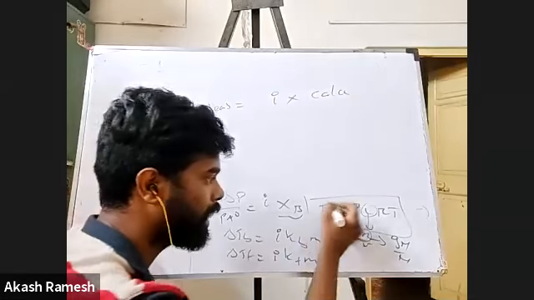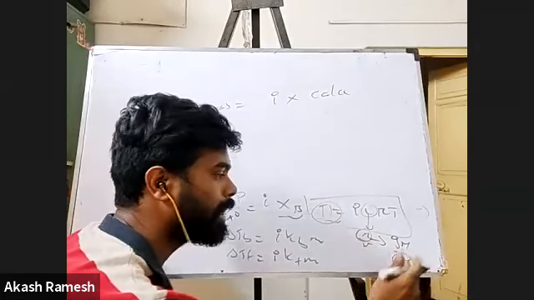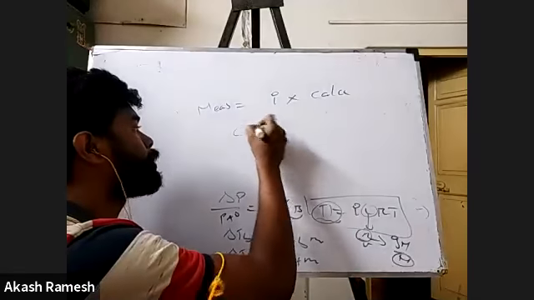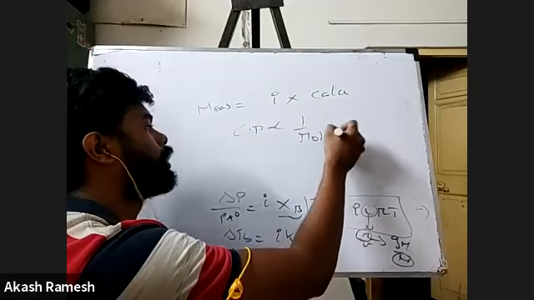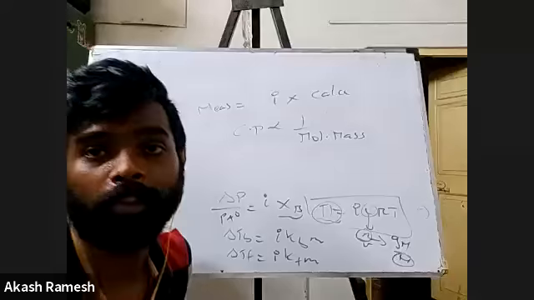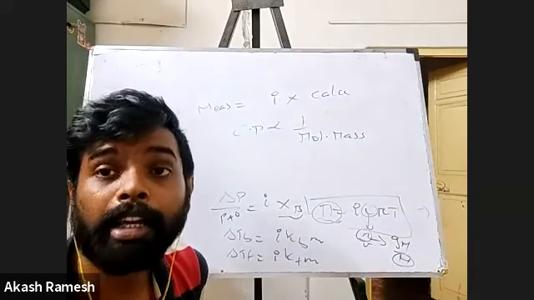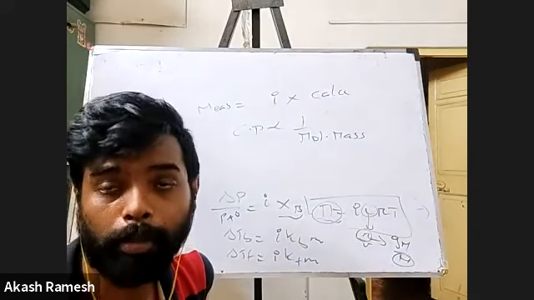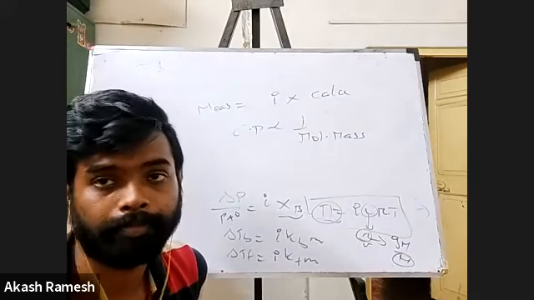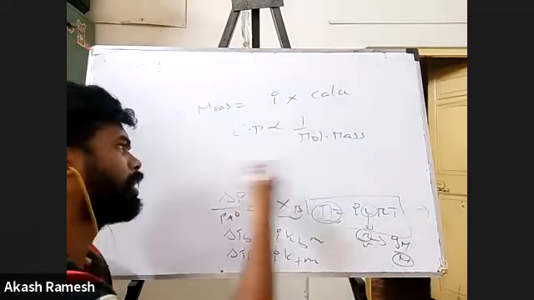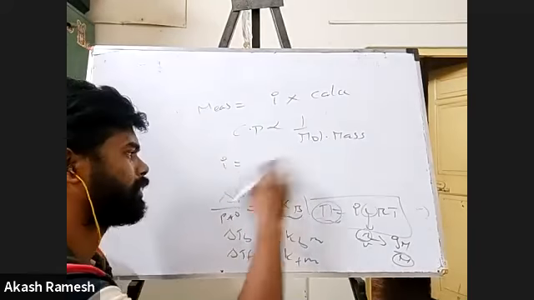Correct. Now, what do you understand? Any colligative property is inversely proportional to the molecular mass. Okay, right. So, anyways, now you don't have to remember this, but still, it's a very good thing to remember.